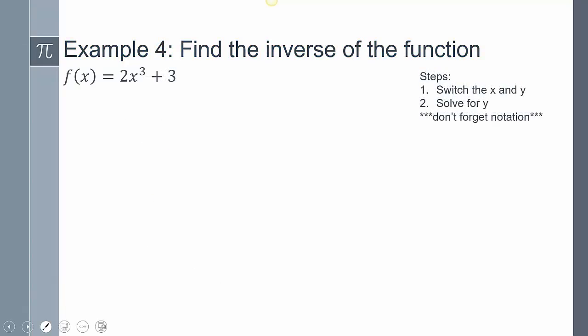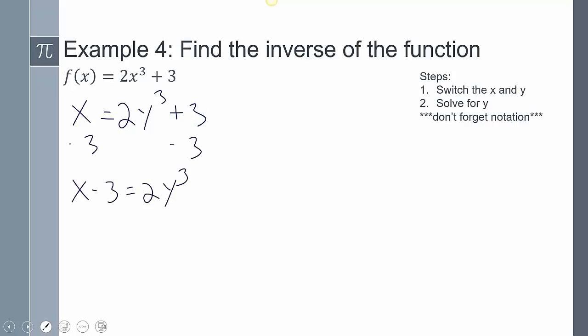So on this one, find the inverse of the function. The first step, I'm going to switch the x and y. So instead of y equals 2x cubed, x equals 2y cubed, and then that plus 3 is still there. Now I need to solve for y, so get y by itself. The first thing is subtract 3 on both sides.